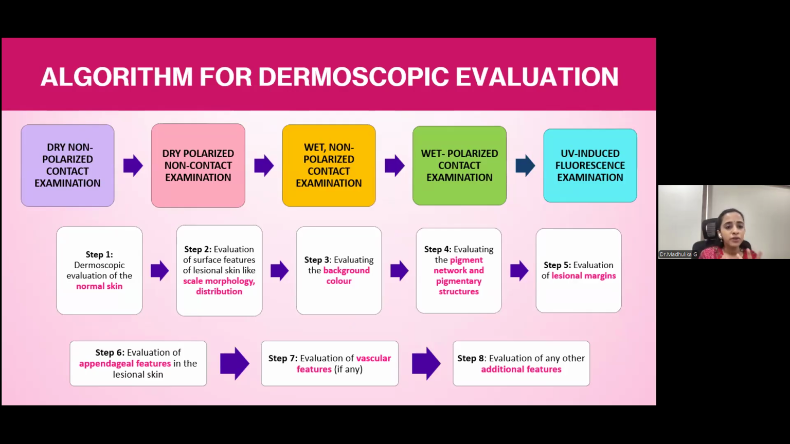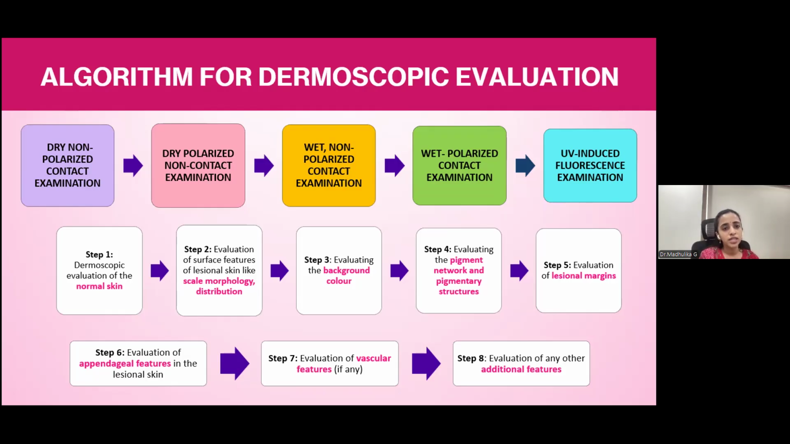So what do you evaluate then? First, always look at normal to appreciate what is abnormal. So the first feature, when you do a non-polarized, you might appreciate scales. Again, see the color, morphology, distribution, and then look at the background color as well. What is the lesion sitting on? What color is it? And then look at the pigment network. If it is a pigmented lesion, is it something you should be paying attention to? How is the network? How are the pigmentary structures, etc.?